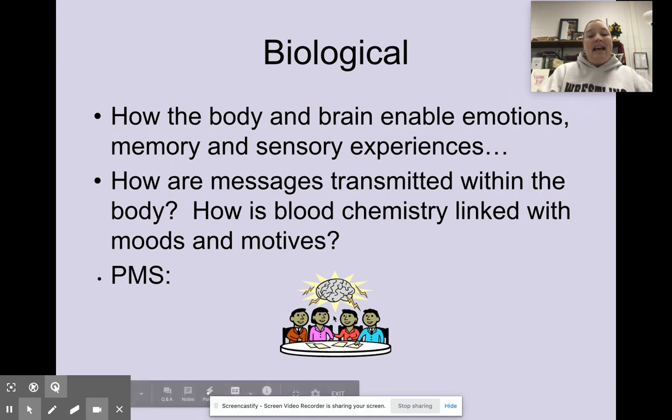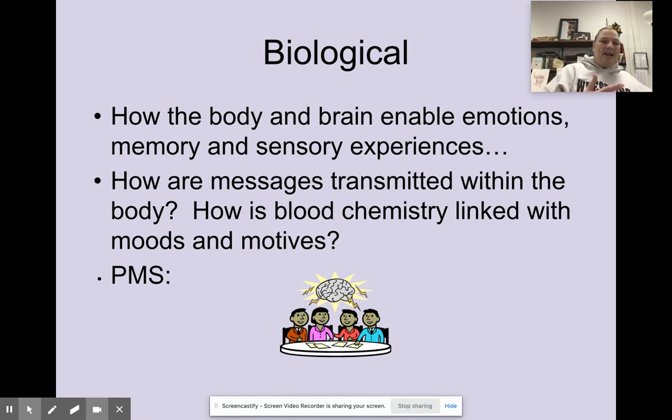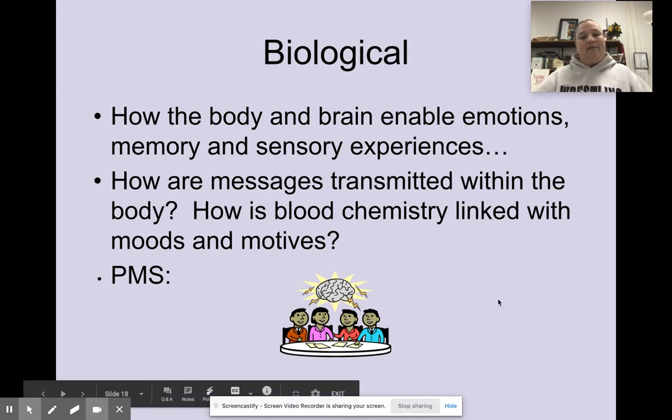If you said that PMS is caused by an overload of chemicals in our body during certain times of the month, you are correct. It is a real thing. It is a chemical thing. Now, the cultural misconception is that every woman has PMS, and that isn't true. We all have different amounts of chemicals in our body that would create that or not create that environment.